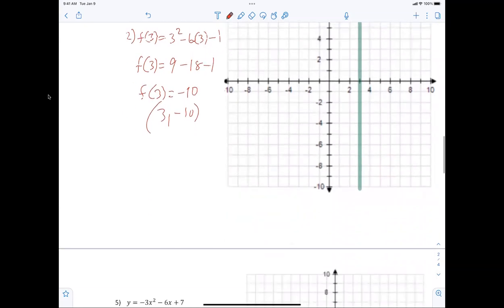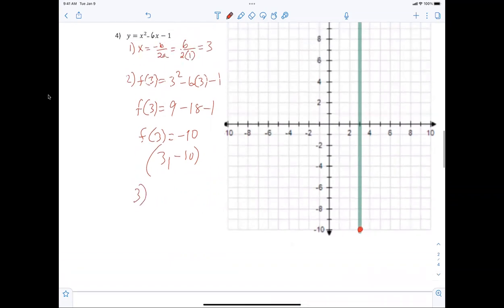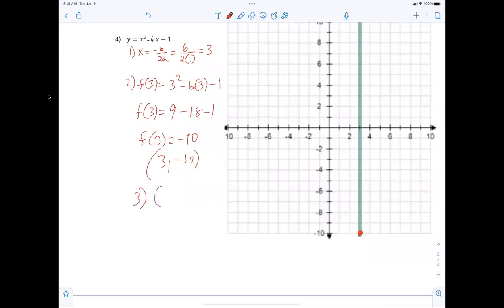So now I go down to 3, plot the point negative 10. That's my vertex. Step number 3 is what's the y-intercept? The y-intercept is what? We say it is an ordered pair: 0 comma negative 1. So now everybody's going to 0, negative 1.